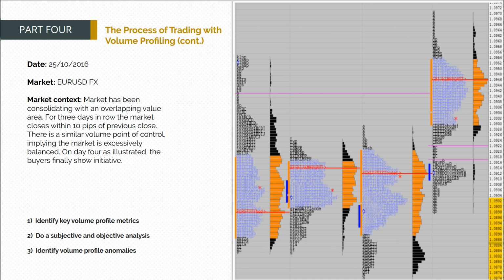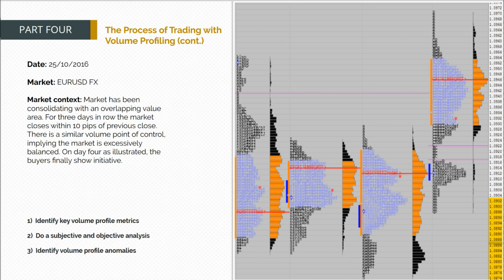Now that we've gone through the 3 basic steps of utilizing your volume profiles, we're now going to take a basic example and we're going to go through each one of those steps individually. What you can see in the chart provided is 4 days of volume profiling in the Euro-Dollar FX chart. So step 1, what you would do is begin by giving an overview or a market context. Now, this is dated the 25th of October 2016, so you can go get this chart yourself. However, let's just have a brief little rundown of what we see in front of us.